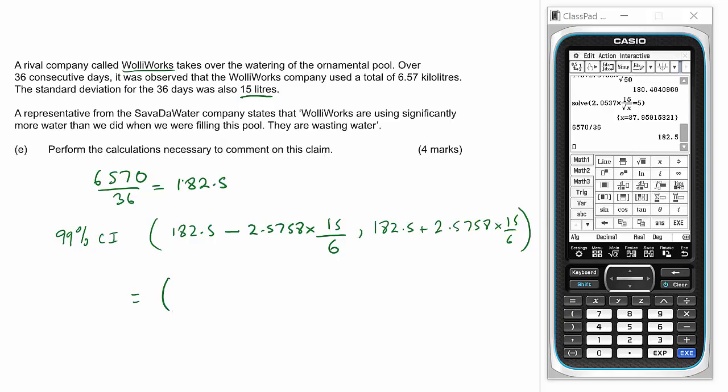So let's see what that gives us. 182.5 take away 2.5758 times 15 over 6 gives me 176.1, and the top end, not that we really need the top end, but just for completeness, 188.9.